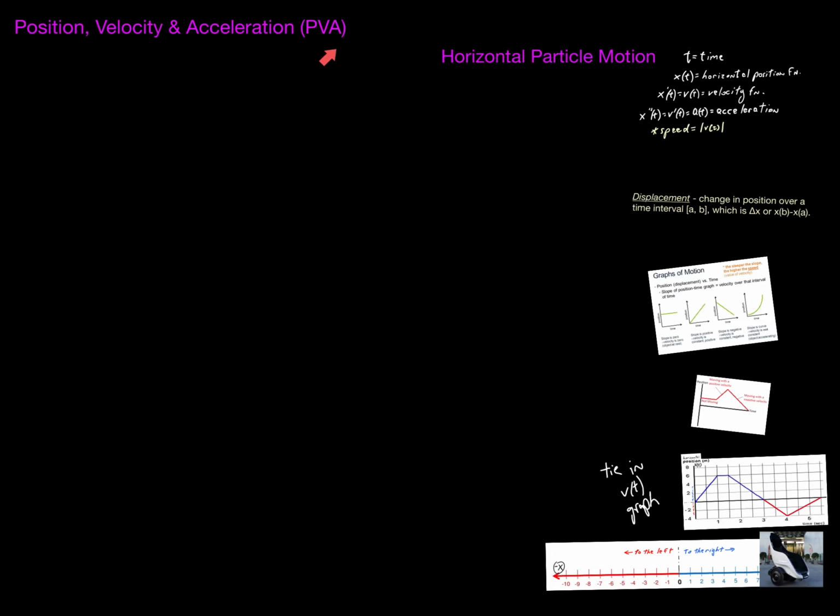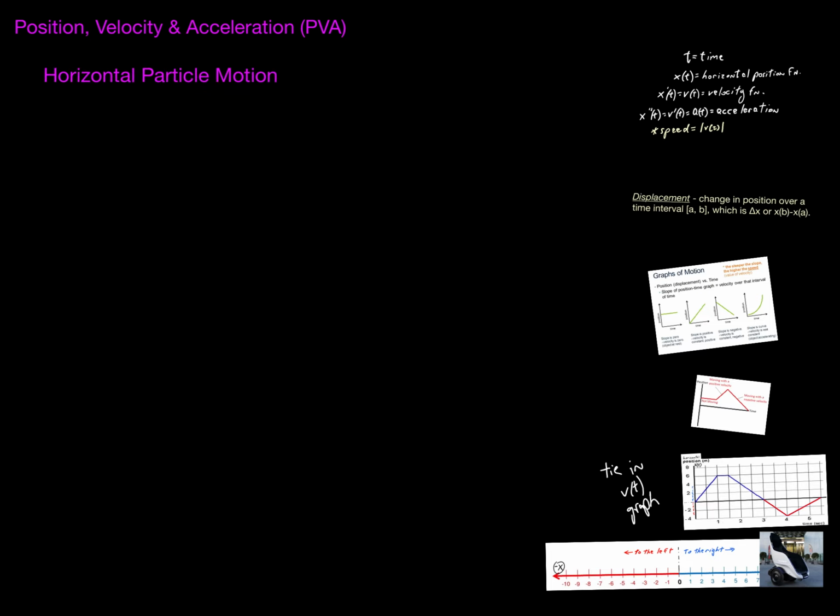Today we're going to wrap up a lot of things we've been learning over the past couple weeks and tie them into horizontal position of something. In this case, we're just going to call the random thing a particle. Could be anything. Could be a molecule, an ant, a person, a vehicle, a bicycle. So we are going to call it PVA. We're going to talk about the position, velocity, and acceleration functions and what information we get out of them.